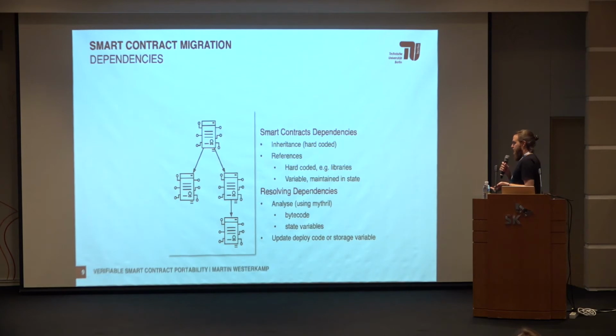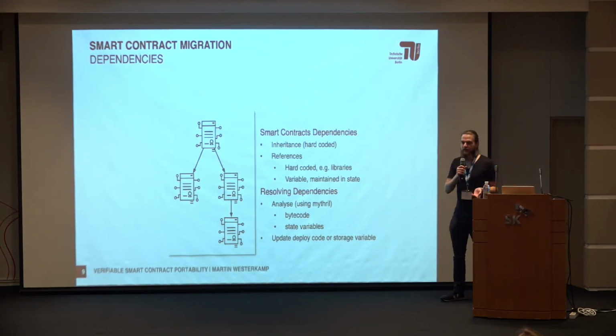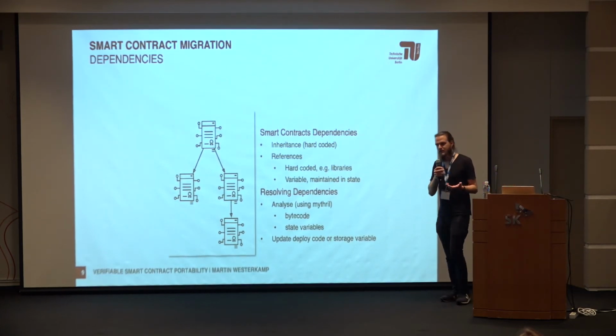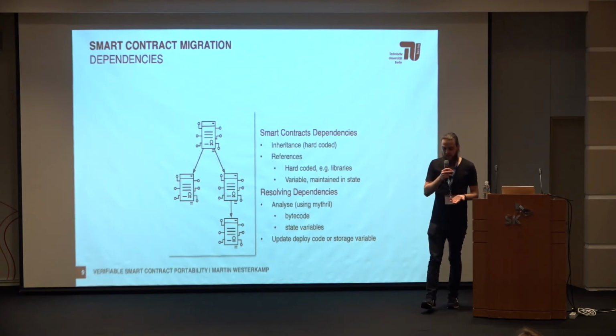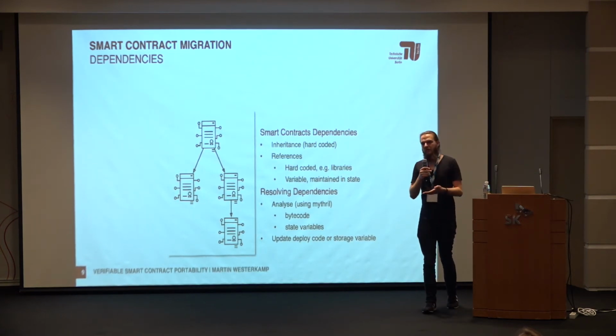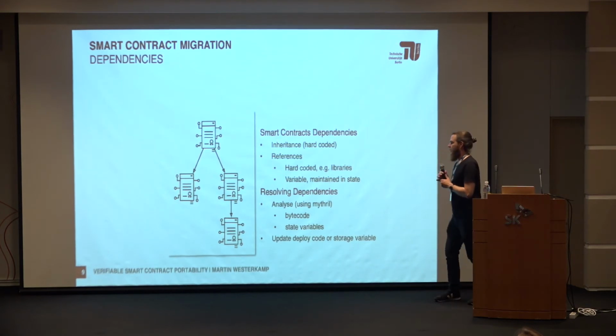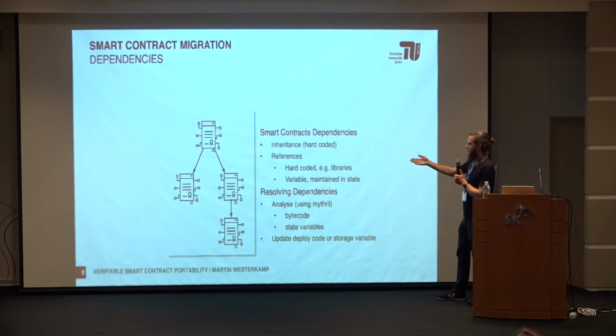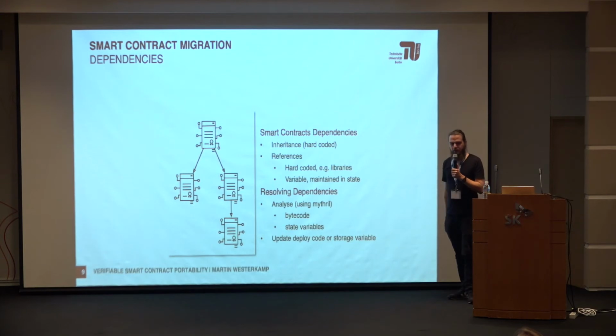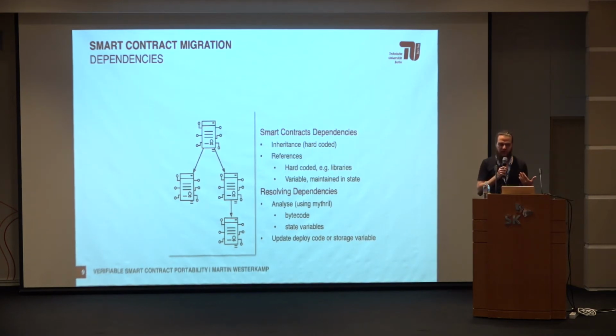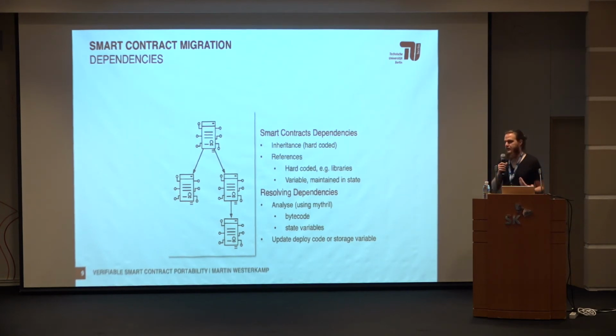So one more issue is, of course, we may have dependencies. So as said, smart contracts are not isolated, but they may rely on other smart contracts. They may use libraries, inherit, or also just have variable references. So those references can be variable, so set in the state, or hard-coded. And we have to obtain those because otherwise, of course, we potentially don't have the full functionality anymore.